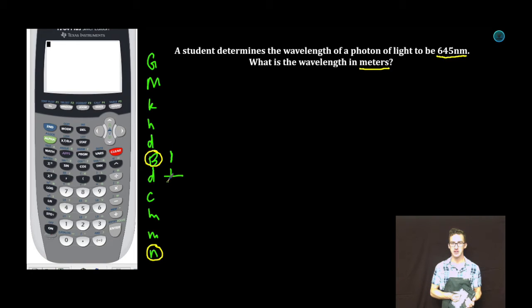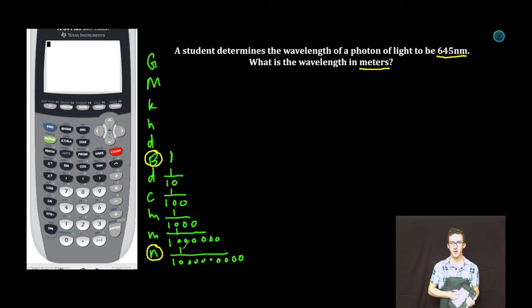A decimeter would be 1/10, a centimeter 1/100th, a millimeter 1/1000th. Then be careful here, when we get to micrometer, it would be 1/1,000,000th. And what we're looking for, nanometer, 1/1,000,000,000th. In other words, for every 1 meter, there's a billion nanometers. Or a billion nanometers fit into a meter.